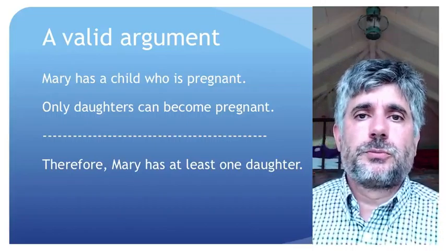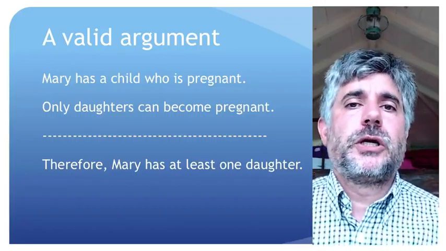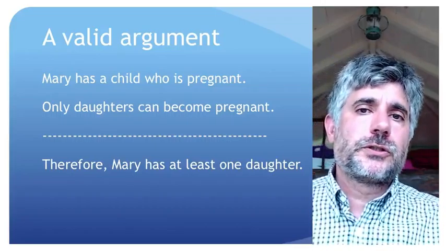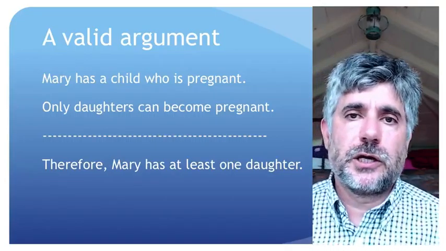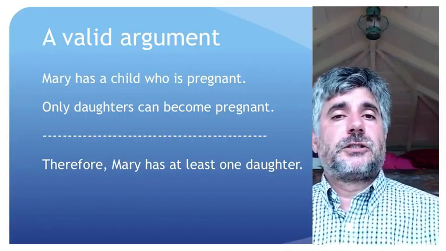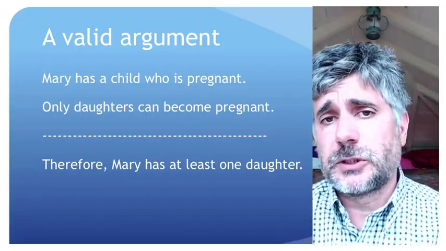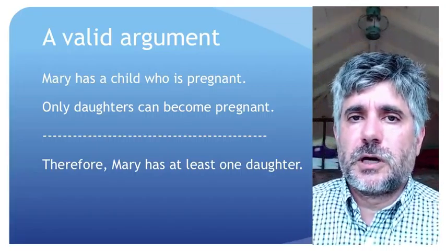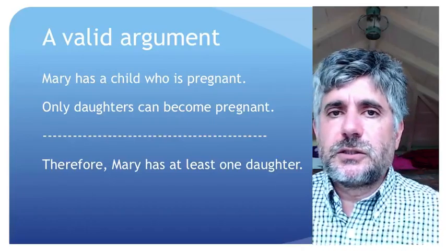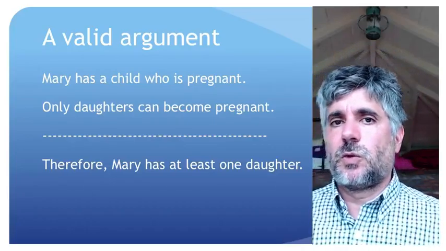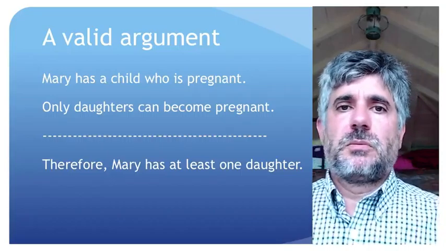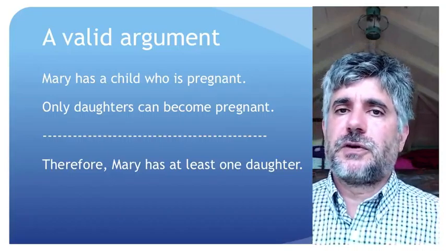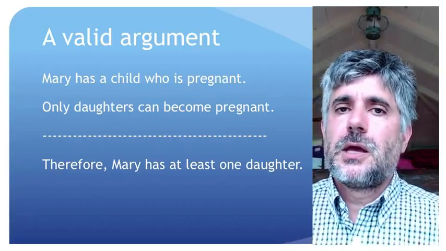Now remember, as Walter pointed out, you can imagine situations where the first premise is false. Maybe Mary doesn't have a child who is pregnant. You can imagine situations in which the second premise is false. Maybe not only daughters can become pregnant. Maybe there's some way for sons to become pregnant, or maybe there's some way for children of some third gender or some unspecified gender to become pregnant.